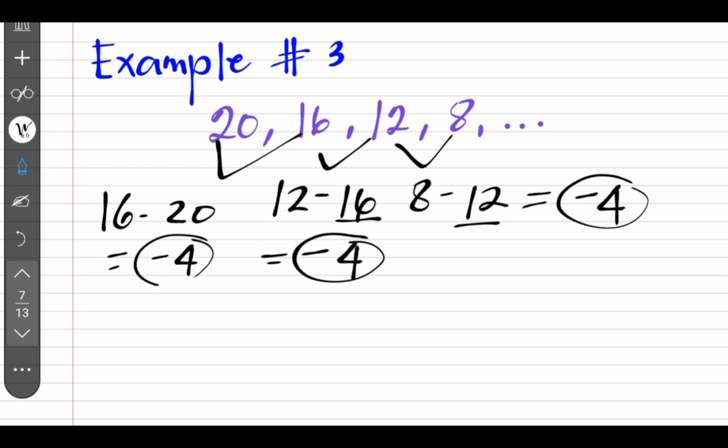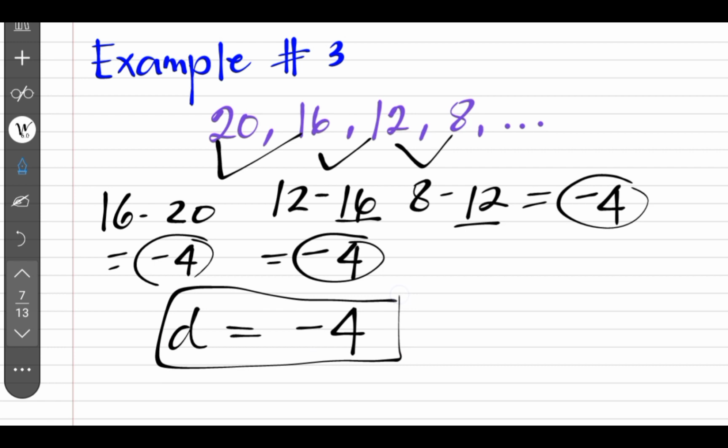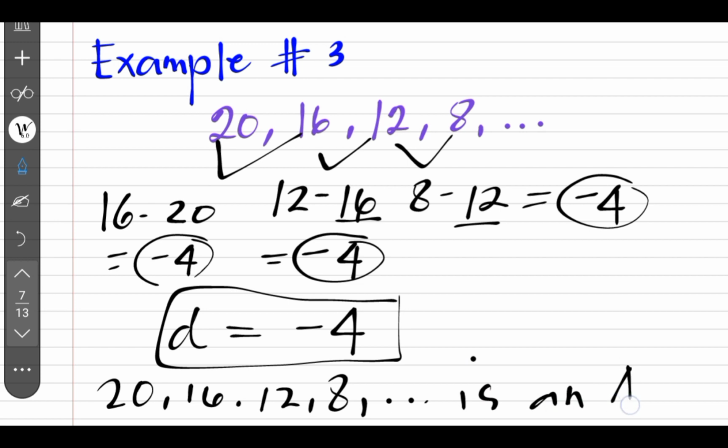Since all differences are equal to negative 4, the common difference is negative 4. And we can say that 20, 16, 12, 8 is an arithmetic sequence.